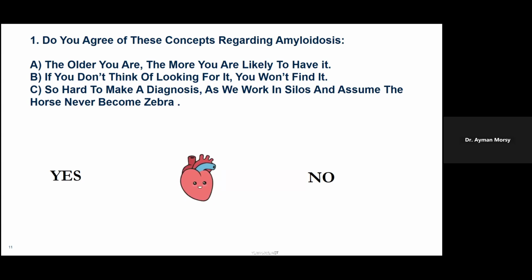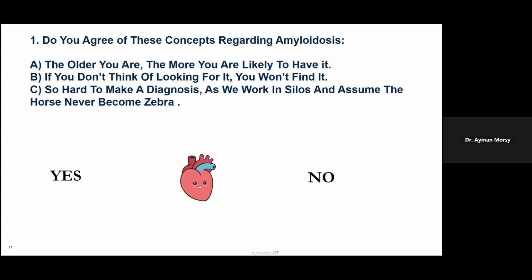A, the older you are, the more likely you are to have it. Although we now have patients maybe in their 40s and 50s, most of our patients are old. B, if you don't think of looking for it, you will never be diagnosed. C, it is so hard to make a diagnosis if you are working as a solo player and assuming the horse never becomes a zebra.